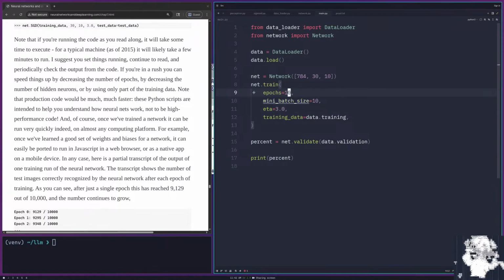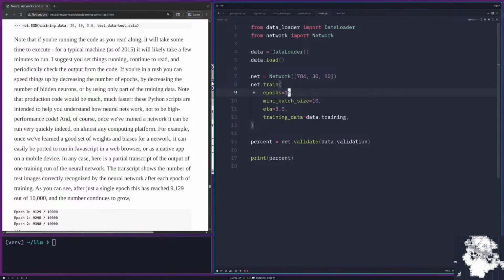Yeah, let's decrease the number of epochs, even though we're not running it right now. Or by only using part of the training data. Note that production code would be much, much faster. These Python scripts are intended to help you understand how neural nets work, not to be high-performance code. And of course, once we've trained a network, it can be very quick. It can be run very quickly indeed on almost any computing platform.